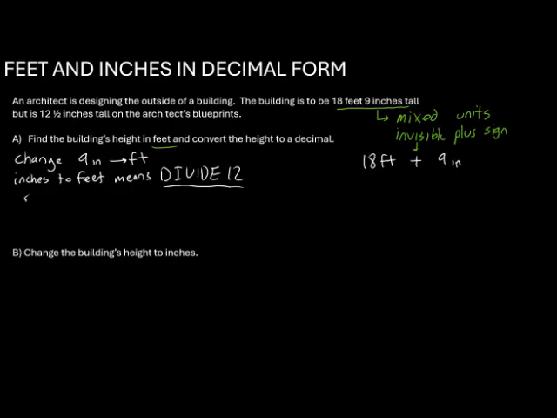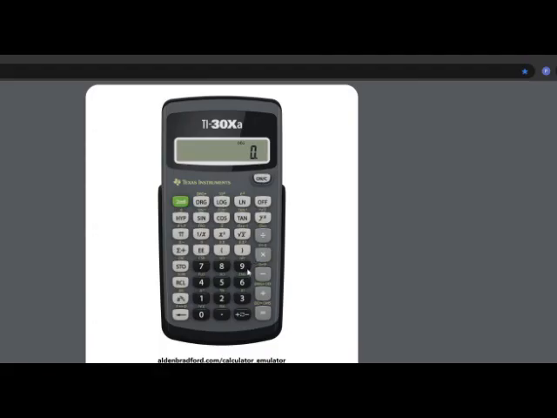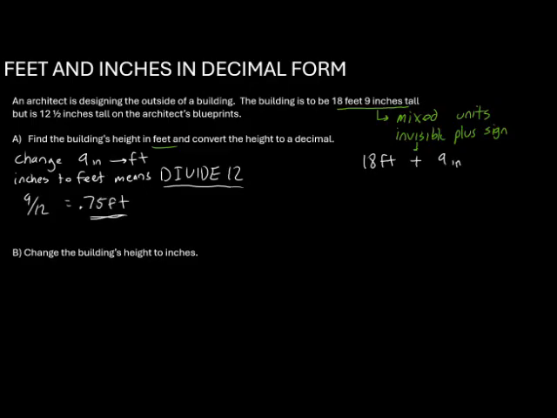We'll begin by taking 9 divided by 12 and putting that in the calculator and let it give us a decimal number. We start by saying 9, we press the division key, and then say 12. When we press equals, this will give us 0.75. Therefore, our 9 inches is 0.75 feet.